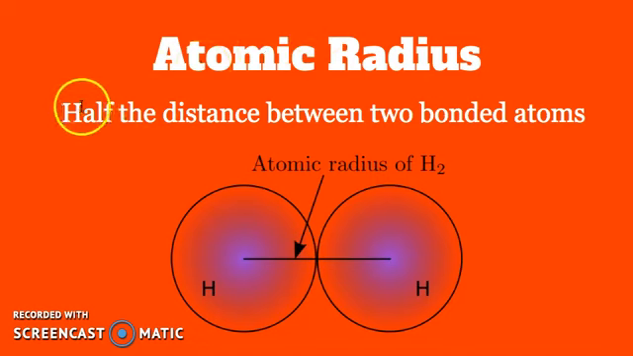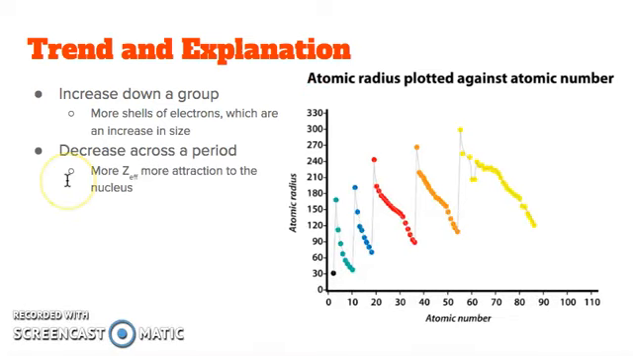So the first trend that we must analyze is the atomic radius. So the atomic radius is half the distance between 2 bonded atoms. So these are 2 bonded hydrogen atoms, and it is half the distance between them. This is the atomic radius. So the trends and explanations for atomic radius: they increase down a group.